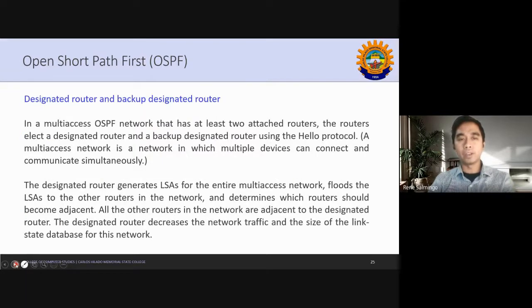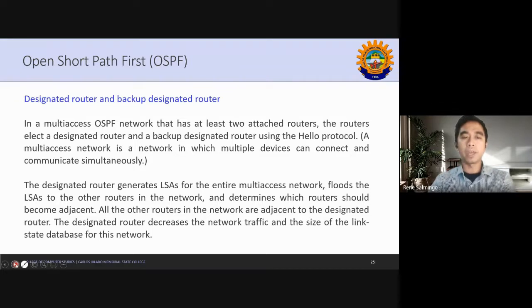Now for the second, we have also this method. So we have designated router and backup designated router. In cases of a multi-access OSPF network that has at least two attached routers, the routers elect a designated router and a backup designated router using the Hello protocol.